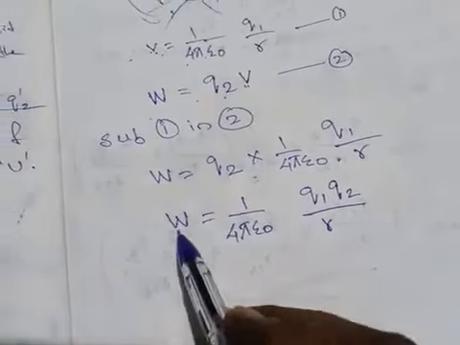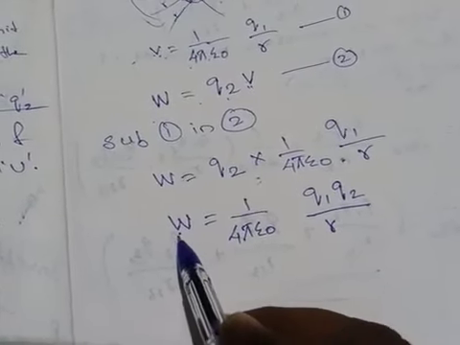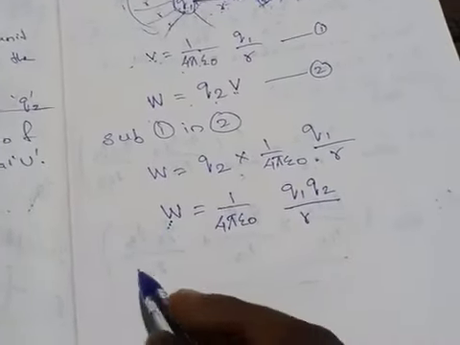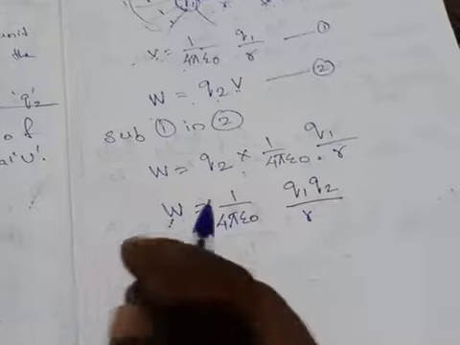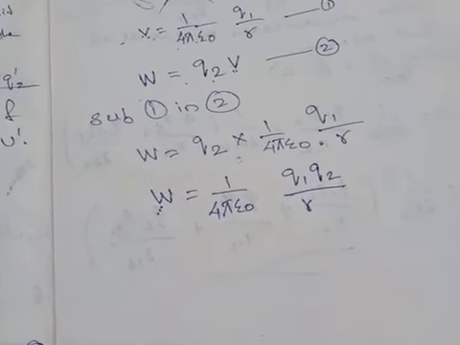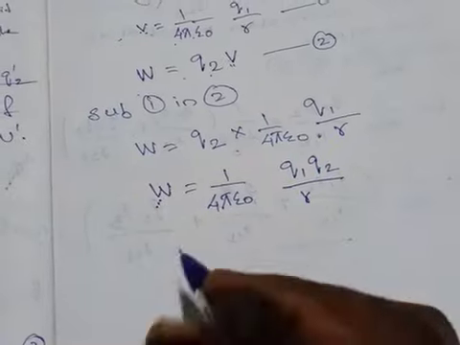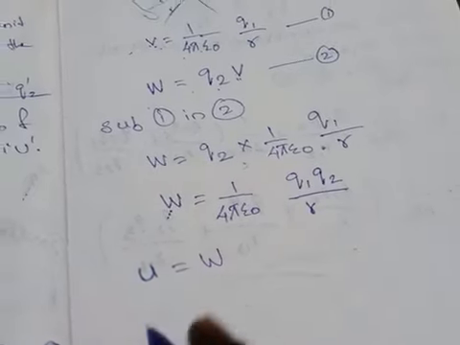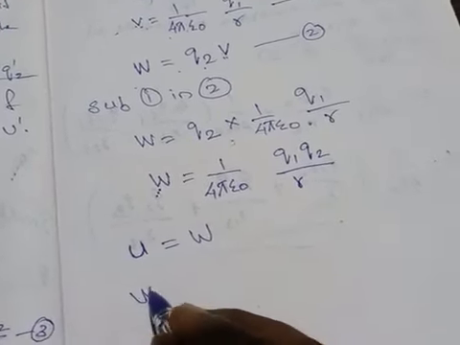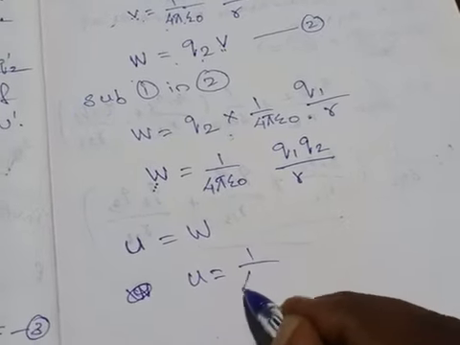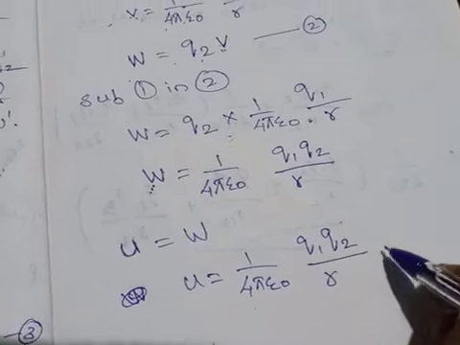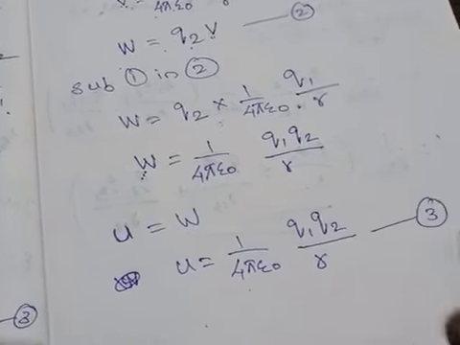Now this work done is equal to what? We are studying about electrostatic potential energy. So this work done is equal to the electrostatic potential energy. In 11th grade also we studied the same thing: work done is equal to the stored potential energy. U you can write. So U is equal to this work done, U is equal to 1 by 4 pi epsilon 0 Q1 Q2 by R. Keep this as equation number 3.